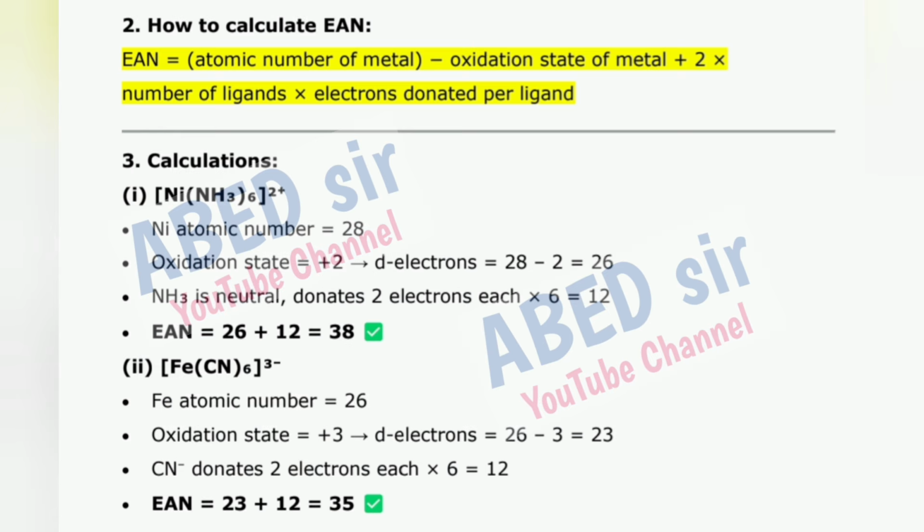NH3 is neutral, donates 2 electrons each, times 6 is equal to 12. EAN is equal to 26 plus 12 equals 38. 2. [Fe(CN)6]3-. Fe atomic number is equal to 26. Oxidation state is equal to plus 3, d electrons is equal to 26 minus 3 is equal to 23. CN- donates 2 electrons each, times 6 is equal to 12. EAN is equal to 23 plus 12 equals 35.